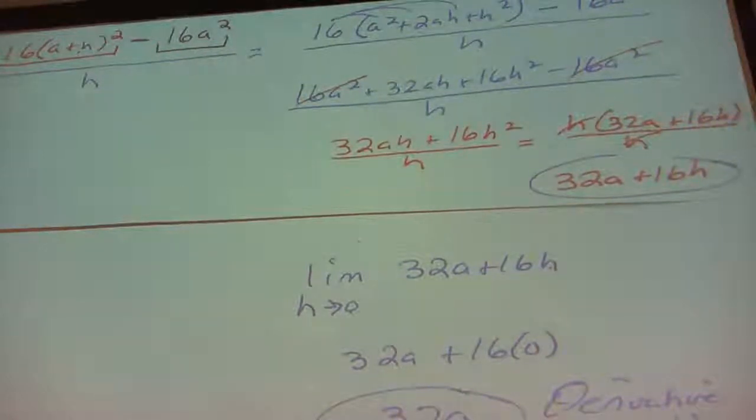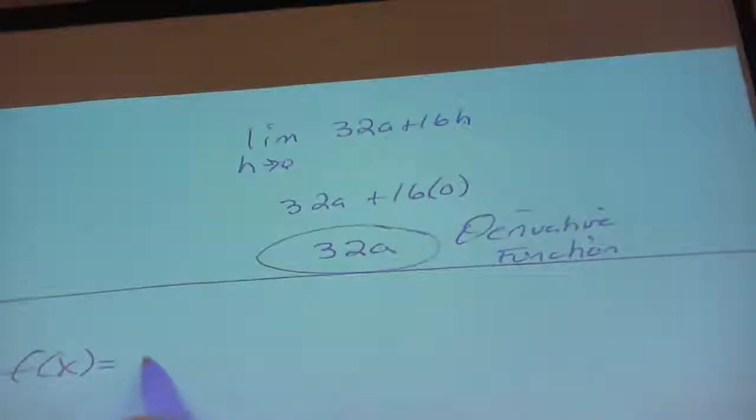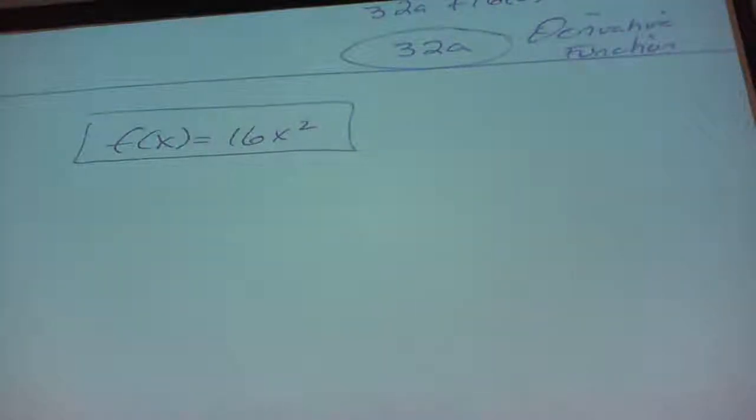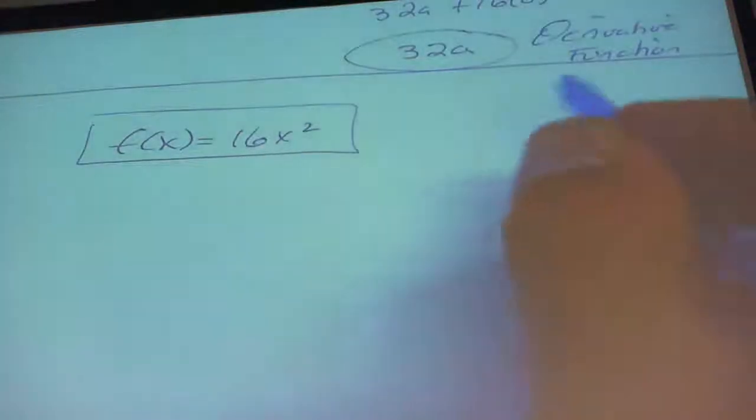So if I have the function 16x squared, that function will tell me if I drop a ball, how far is the ball from me? But it doesn't tell me how fast that ball is going. It does not tell me the rate of change of that ball. If I wanted to find the rate of change of the ball, I would have to take the derivative.